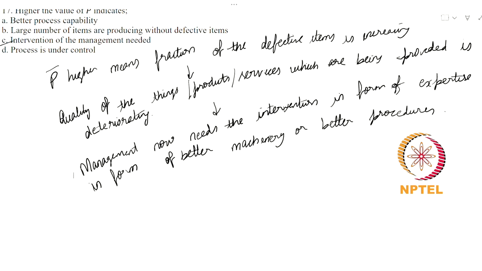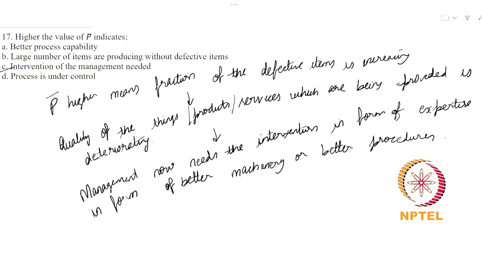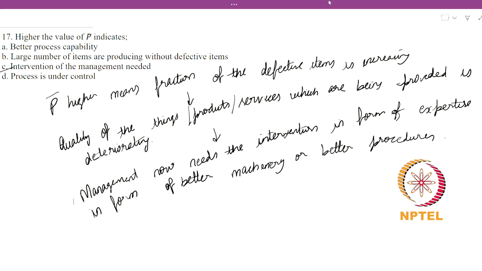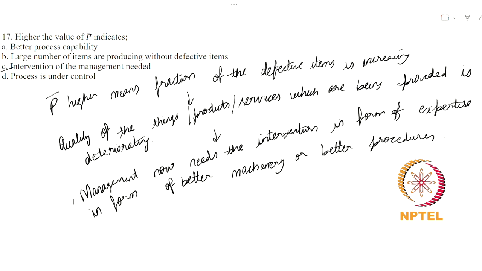Now, a higher value of P bar indicates that the fraction of defective items has increased. P bar is equal to the number of defects divided by the total number in a sample. So when P bar is higher, the fraction of defective items is increasing, meaning the quality of the products or services being produced is deteriorating. In this case, the management needs to intervene in the form of expertise, better machinery or better procedures. These are the important points to discuss in session 11.